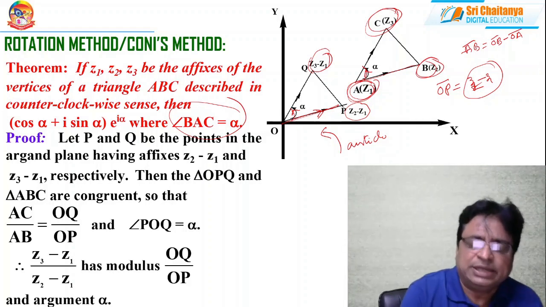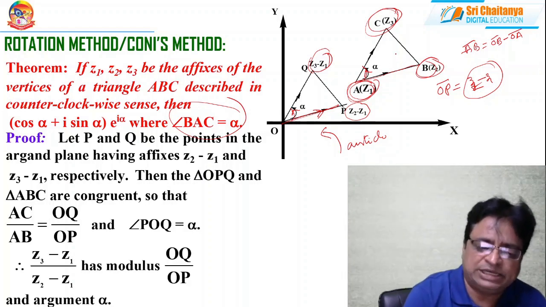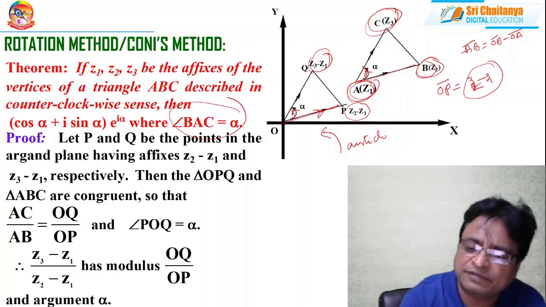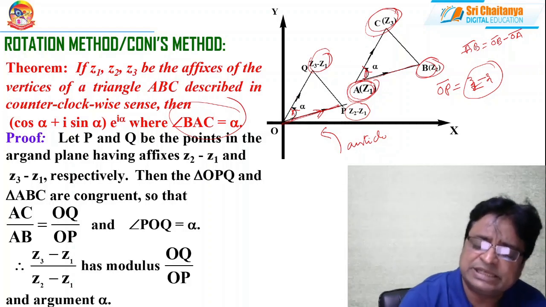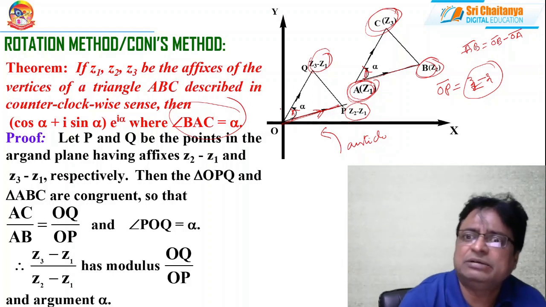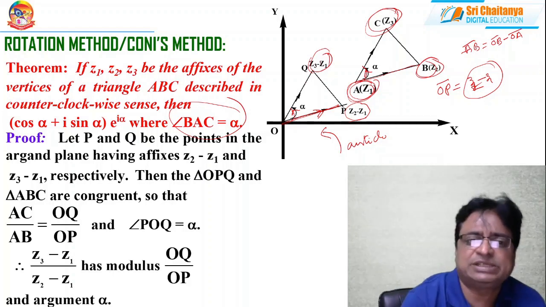Here, let P and Q, suppose these are the affixes of the complex numbers. So I am taking P and Q, two points on the Argand plane whose affixes are Z2 minus Z1, nothing but the position vector of the vector AB. That means I have drawn a vector which is parallel to AB and passing through the origin. Again, I have drawn another vector which is passing through O and parallel to AC. So the position vector OP is equal to Z2 minus Z1, and the position vector OQ is equal to Z3 minus Z1.